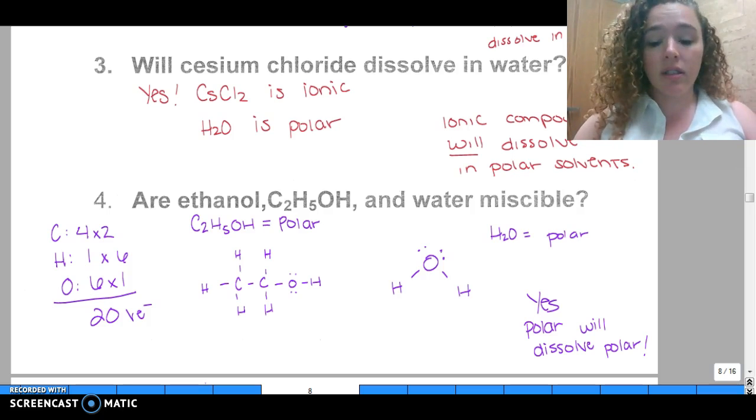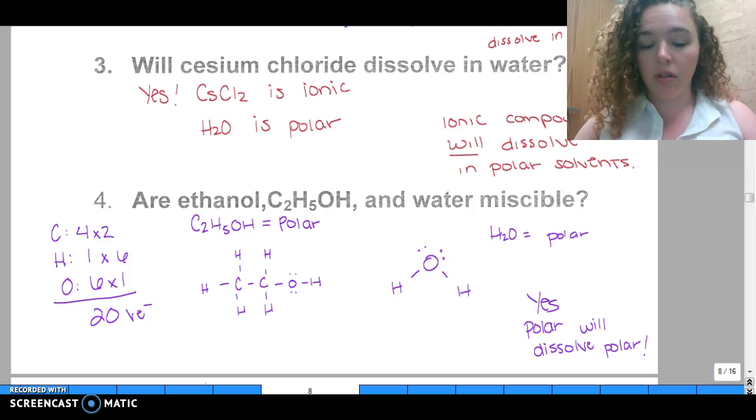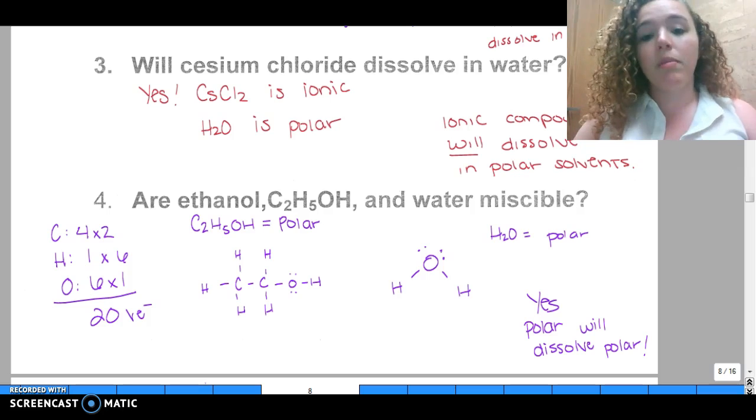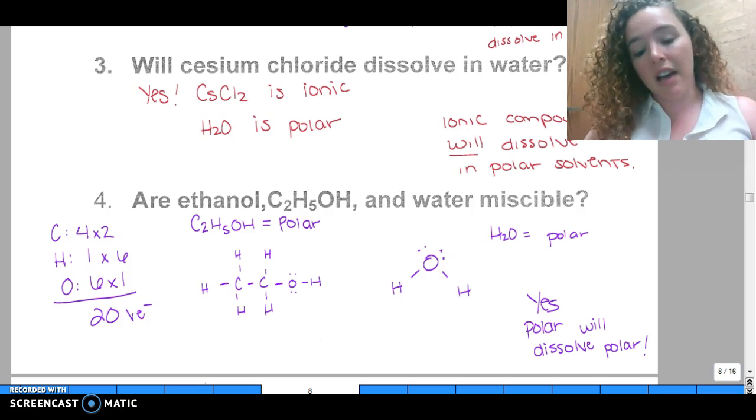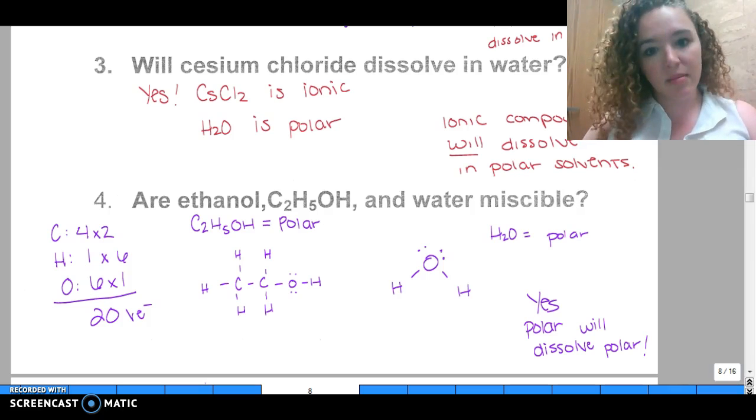Yes. Polar substances will dissolve other polar substances. So, because of that, like dissolves like. Polar will dissolve polar. Yes, water and ethanol are miscible.